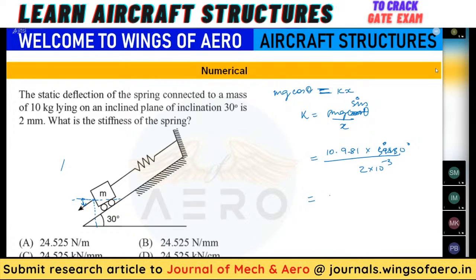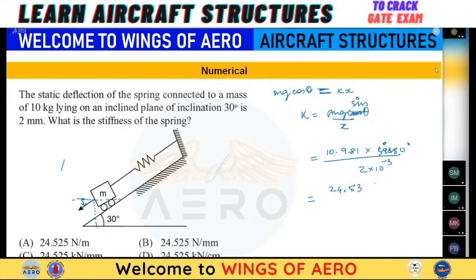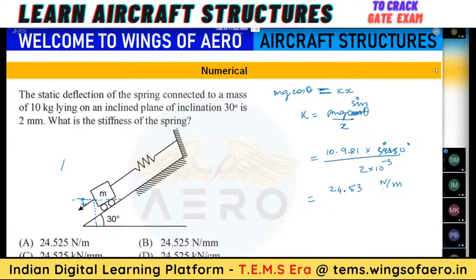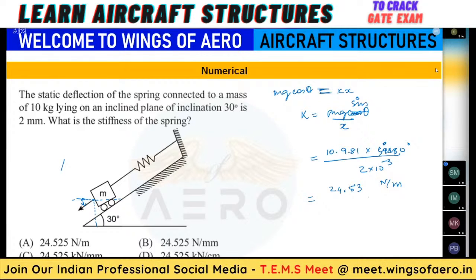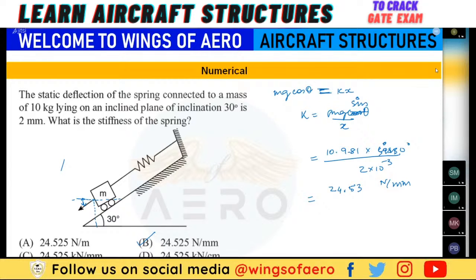So when you're solving that, you're getting 24.53 millimeter. Ma'am, B option. B. Yes, ma'am. B. Yes, it's in millimeter, right? B. Right? Okay, that's good.